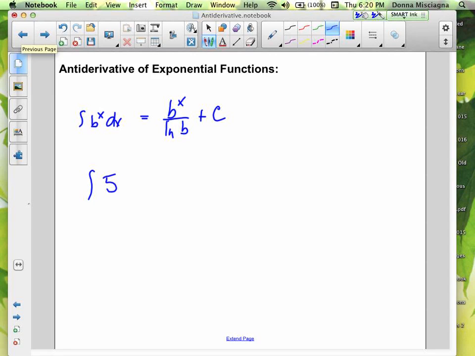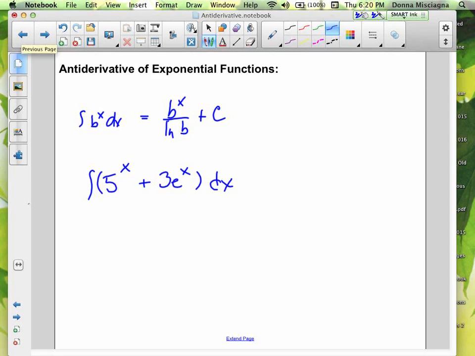All right, so let's do 5 to the x plus 3e to the x dx. Yeah, let's just do that. Let's just end with a nice easy one. What do you say? All right, so let's integrate this one.